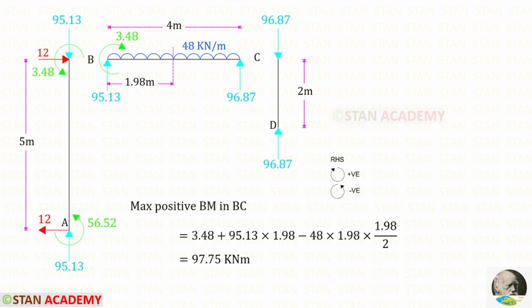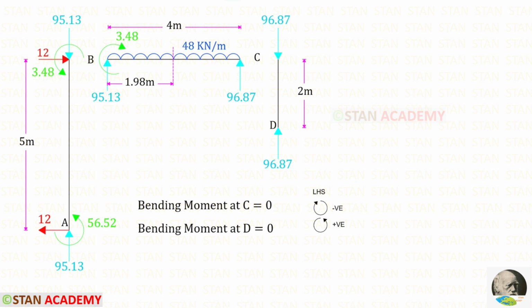Now let us find the maximum positive bending moment in BC. MA is acting in the clockwise direction, so that it will be positive. The vertical reaction is acting in the clockwise direction, so it is also positive, and the distance is 1.98. The UDL is acting in the anticlockwise direction, so that it will be negative. We know that with the UDL we have to multiply the distance and then the distance by 2. Finally, we will get 97.75. Using the left hand side rule, we can find the moments at D and C.